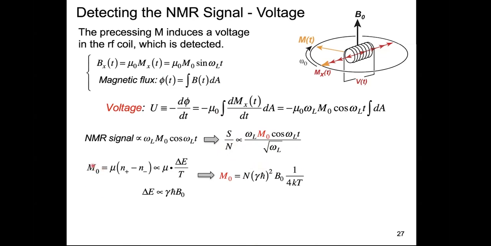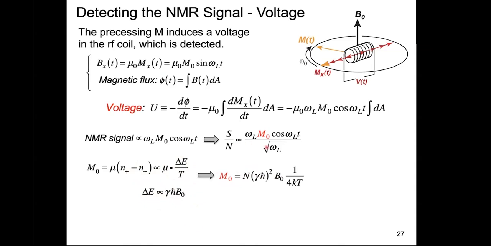Next, we would like to consider in more detail what is the size of the equilibrium magnetization M0. This equilibrium magnetization depends on the individual magnetic dipole moment mu, and it depends on the population difference between spin up and spin down, the ground state and the first excited state. The magnetic dipole moment mu, we know, depends on gamma and IZ. And the population difference, we also know, depends on the energy gap between the two spin states. And that energy gap depends on the magnetic field B0, and it also has a gamma dependence. Otherwise, we also know population difference is inversely proportional to temperature.